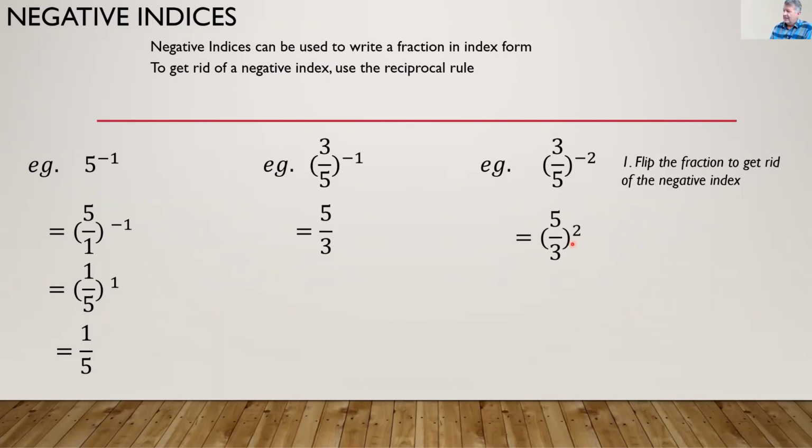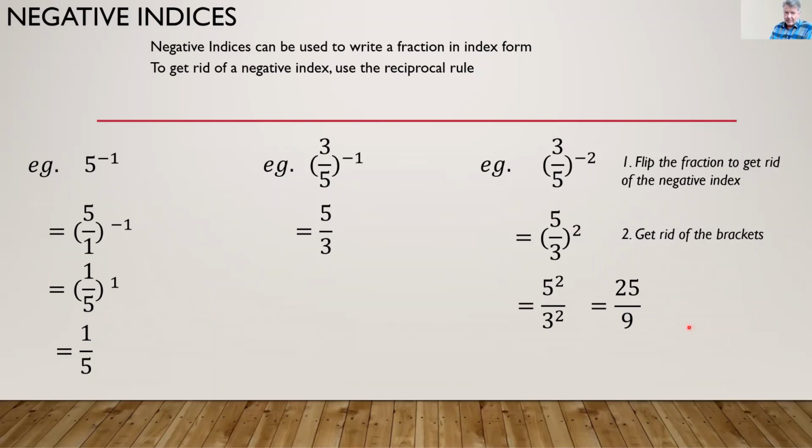Now, if you remember back to your index laws, index law number 3 said a power to another power. So that 2 applies to the 5. It also applies to the 3. So we're getting rid of the brackets essentially, and we can write it as 5 squared over 3 squared. 5 squared is 25. 3 squared is 9. Straightforward. Okay. Maybe get a little bit of practice on those basic ones.